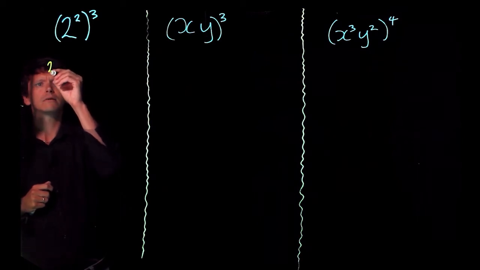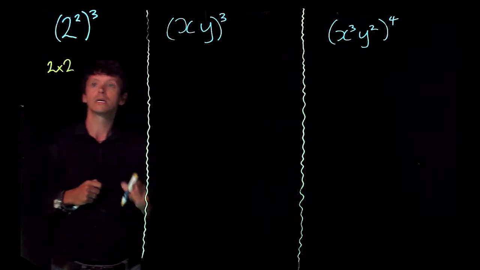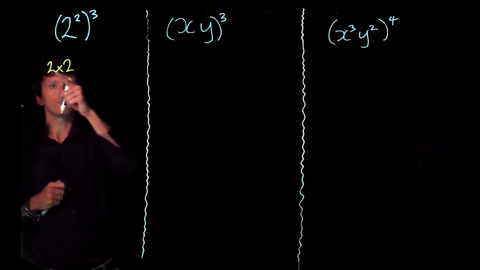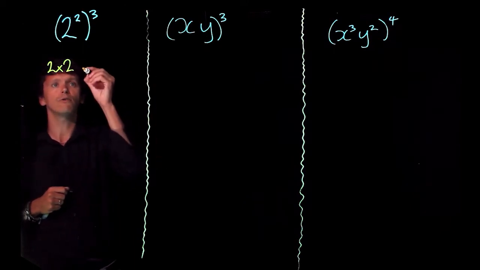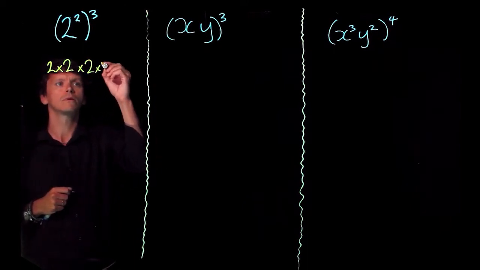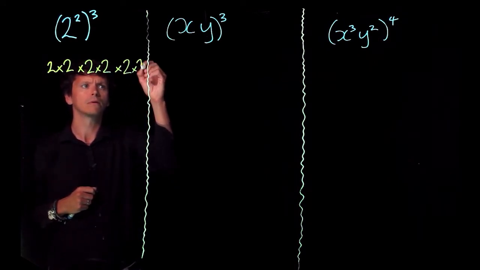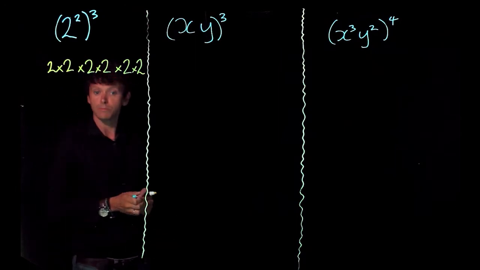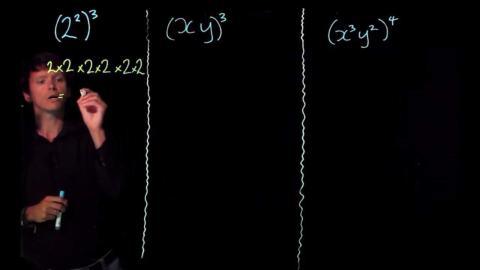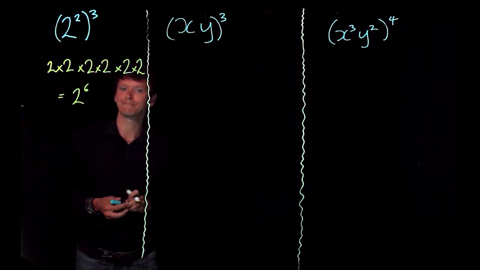2 squared, well, we know that that is 2 times 2. And we're cubing that, which means we're going to multiply 2 times 2 by itself and by itself again. So 2 times 2 times 2 times 2 times 2 times 2. Well, we know that that is 2 to the power of 6.